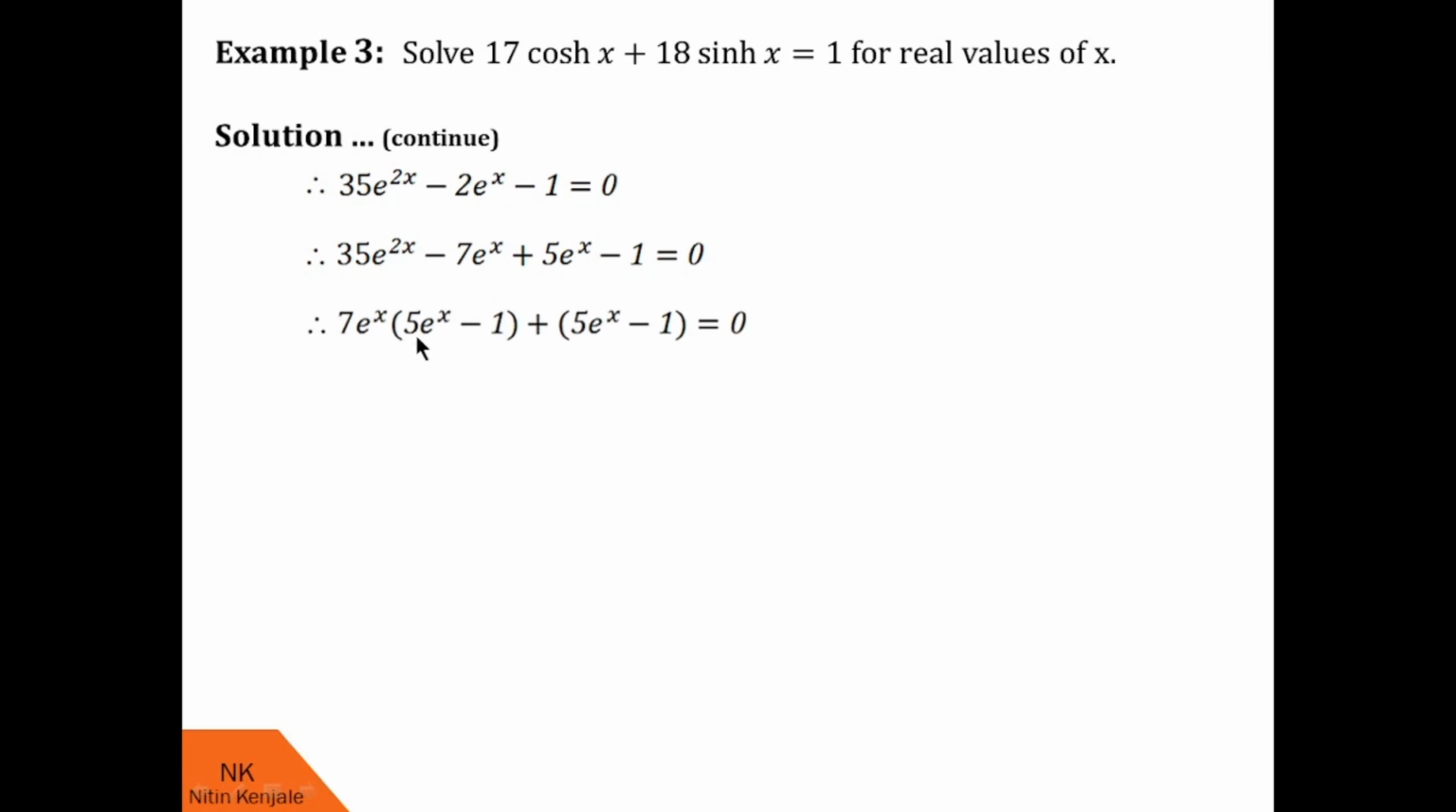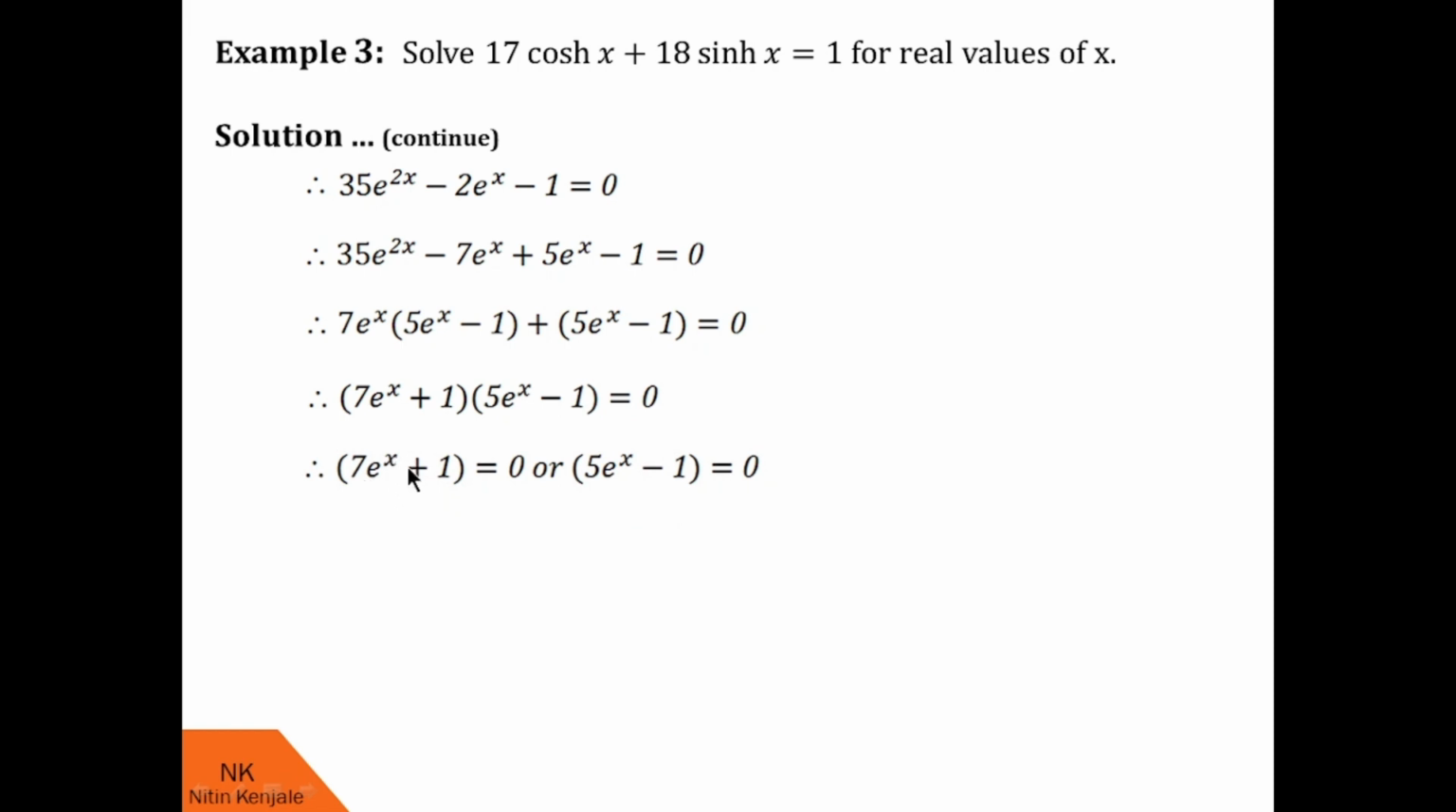So inside the bracket, we will have 5 e raised to x minus 1. Once again, this term is common over here. So when we take it out, we will have 7 e raised to x plus 1 inside the bracket. Now we have factorized this equation in this way. So we can say that either 7 e raised to x plus 1 is equal to 0 or 5 e raised to x minus 1 is equal to 0.